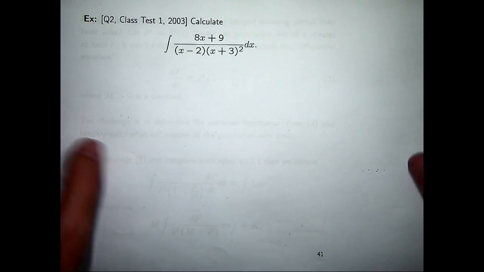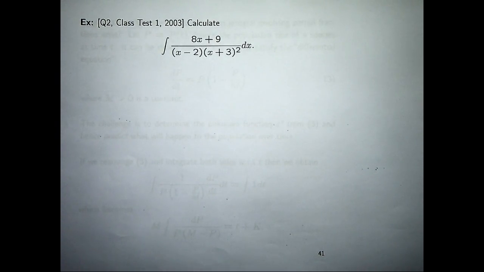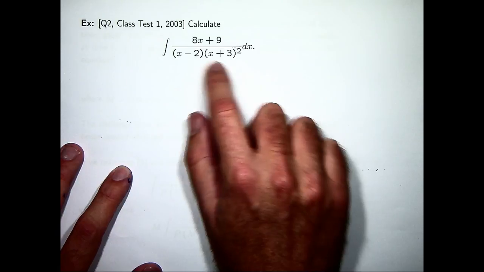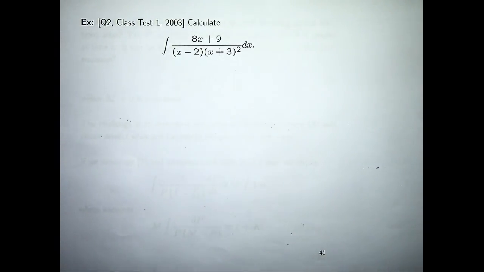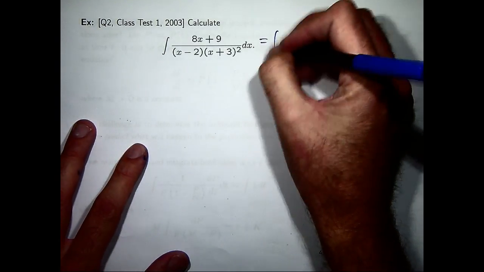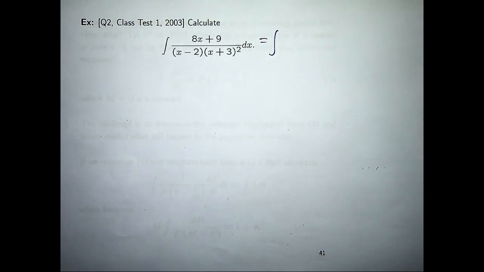Okay, so here's a good example from a class test. How can we integrate this problem? Well, let's have a look at the denominator. You've got a linear factor here, x minus 2, and then a repeated linear factor. So we're going to have to break that up in some way. Any suggestions? How would you break that up?